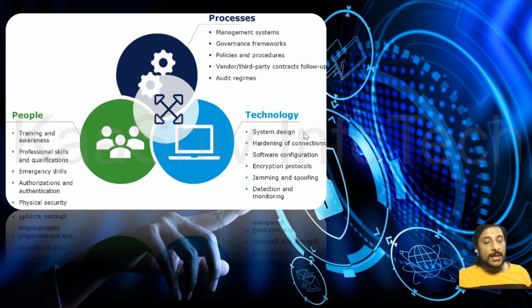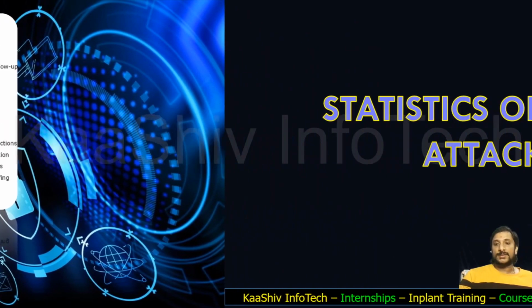Technology: system design should be good. Hardening the connections, software, encryption, jamming, spoofing, detection, monitoring. We need lots of superb technology to control the hacking. People: training them and making them skilled, emergency drills. If there is a problem, what is the solution? Authorization, authentication, physical security, everything needs to be given. This is how we are able to control the cyber threat.